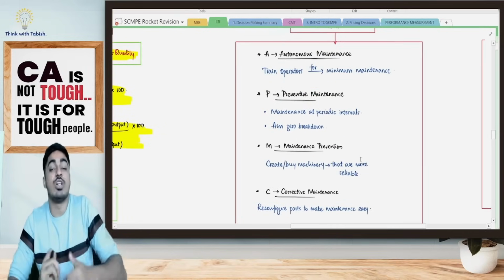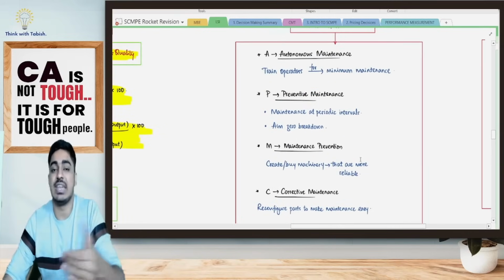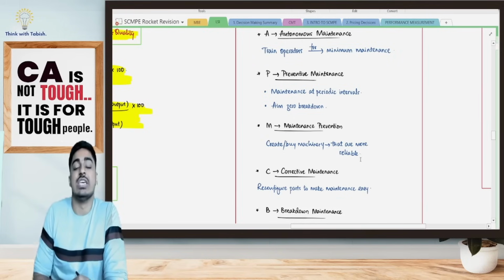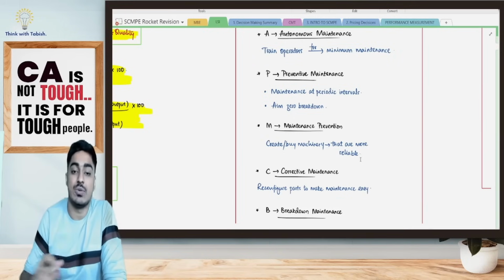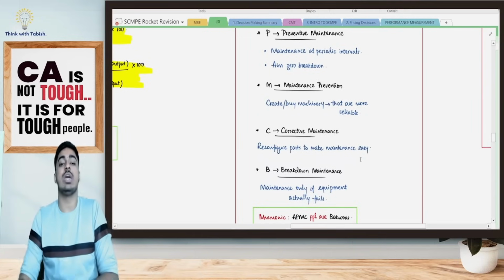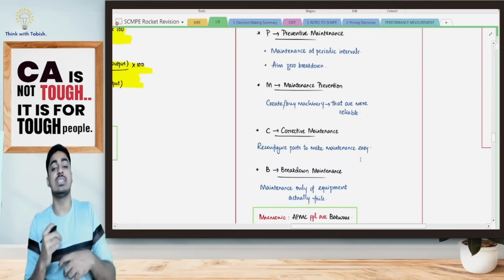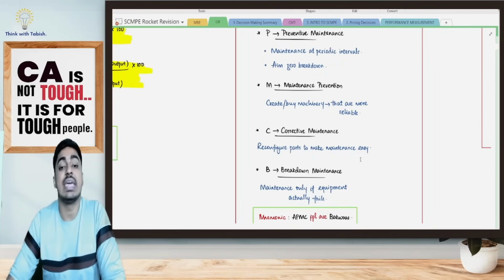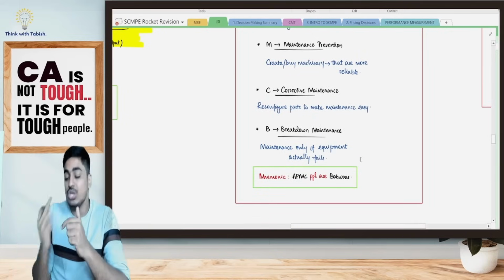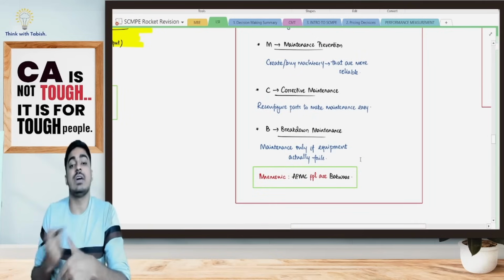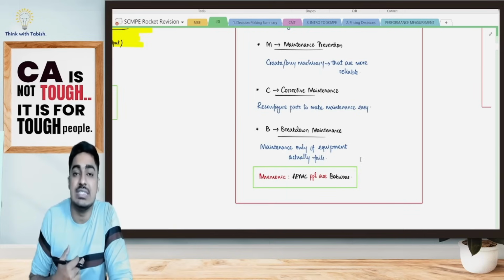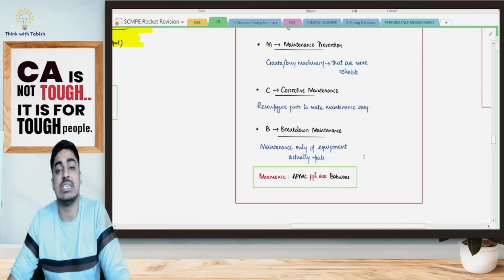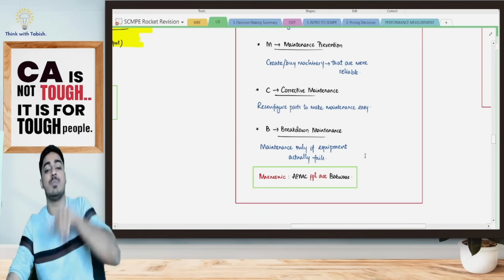Autonomous maintenance, small, minor day-to-day maintenance. Train your operators for that. Preventive maintenance, proper periodic maintenance. Yes, the objective is there should be zero breakdown. Yes, maintenance prevention. While you're buying the machine, buy machine in such a way that, yes, they are more reliable, maintenance can be avoided. Again, corrective maintenance. Yes, while you're doing your maintenance, reconfigure the part so that you can make your maintenance easy, so that your repetitive maintenance gets avoided. And finally, breakdown maintenance. Here we are doing the maintenance only if my equipment breaks down.